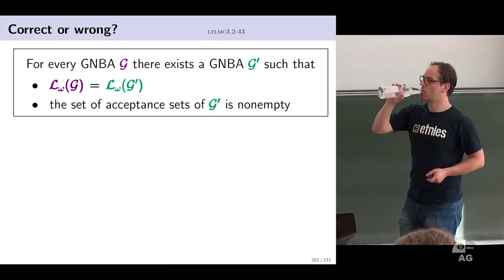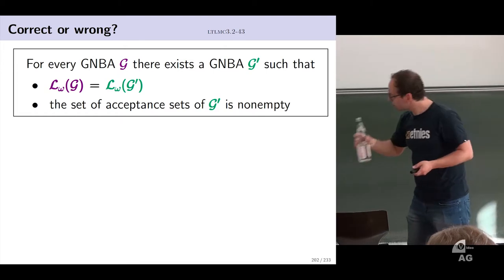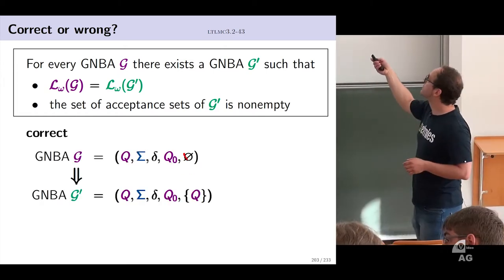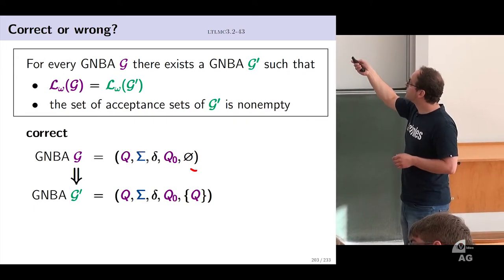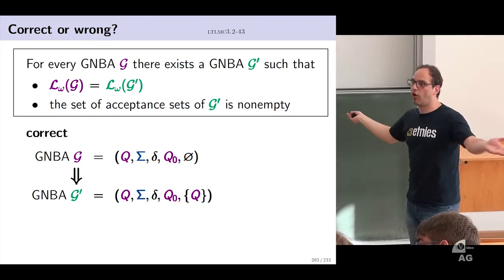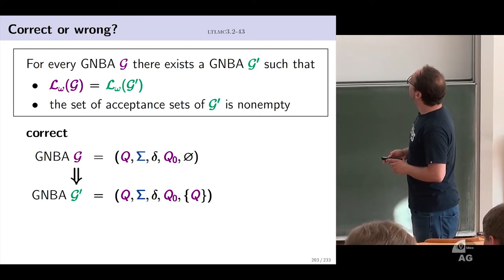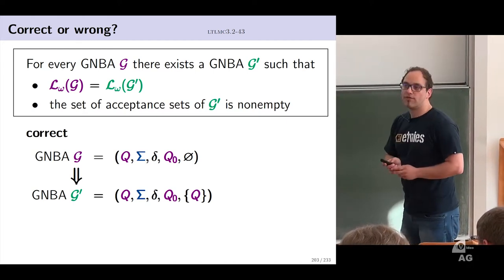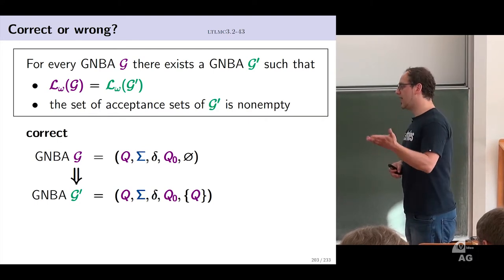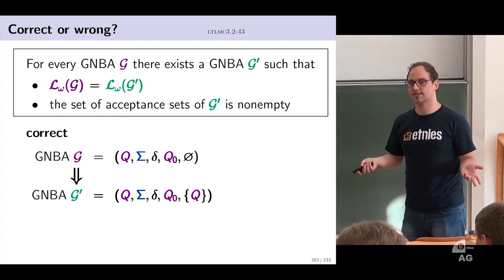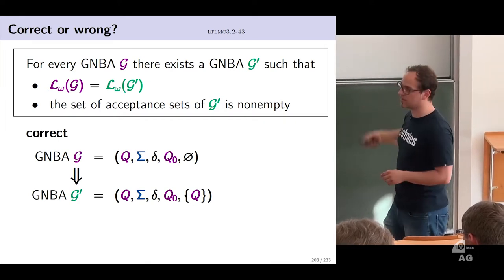Yes? I'd say you can just choose the set of all states. Exactly, right? So it's a very trivial transformation. Instead of taking none, you just say, well, all of them are accepting, and that's perfectly fine. Good, so we can now, for example, always assume that our GNBA has at least one set of accepting states, right? Because we can also always do that transformation.